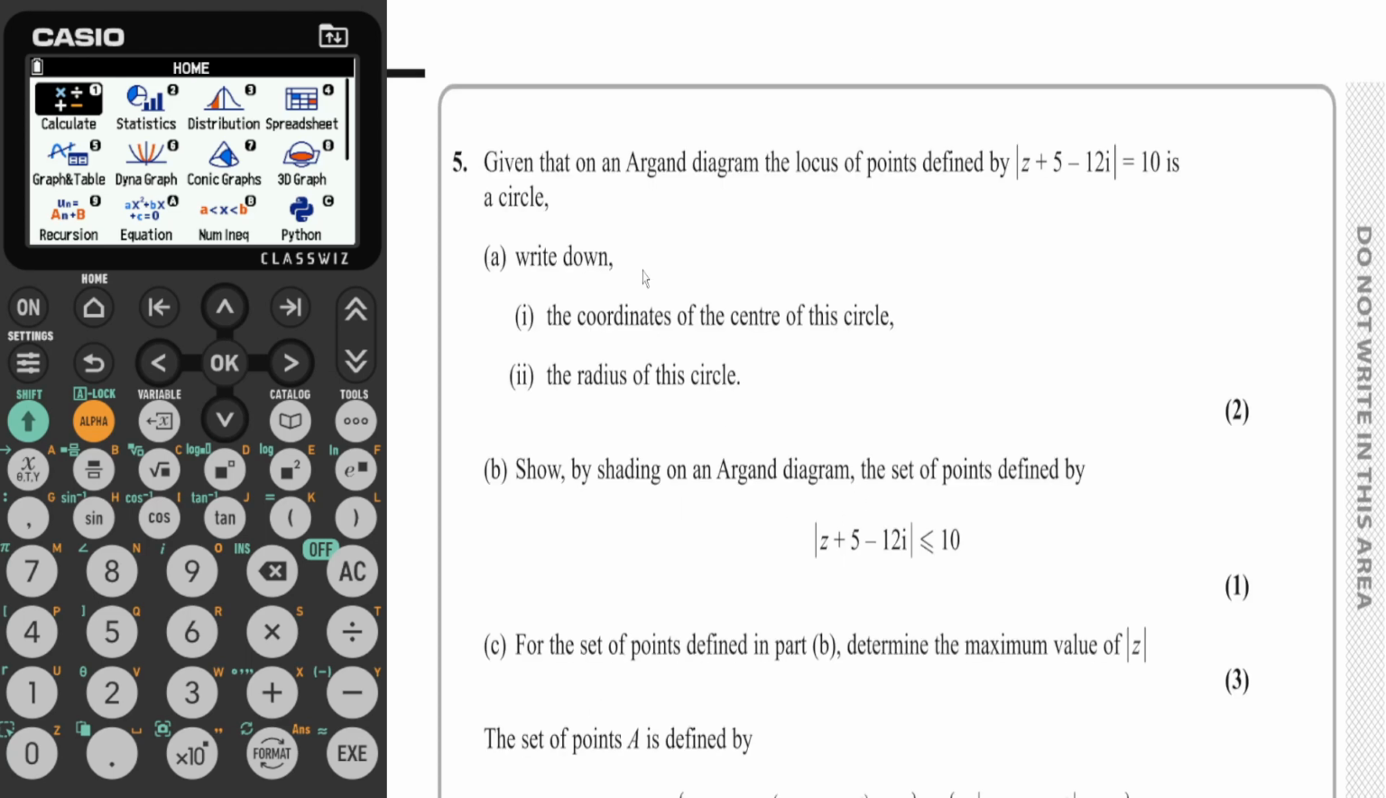Question number 5. Given that on an Argand diagram, the locus of points defined by mod of z plus 5 subtract 12i equals 10 is a circle, part A, write down the coordinates of the centre of this circle and the radius of this circle.